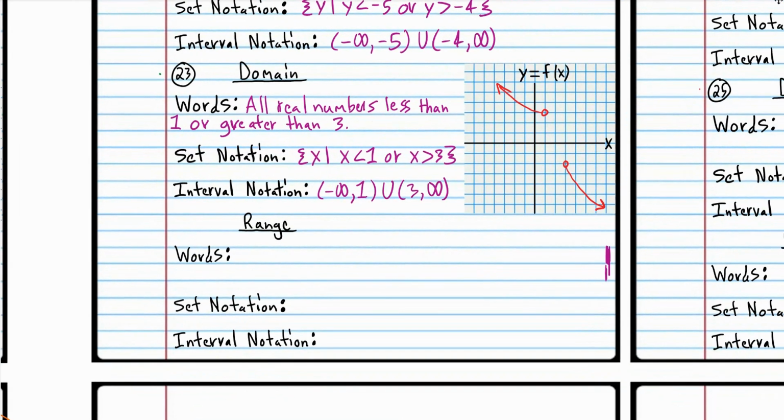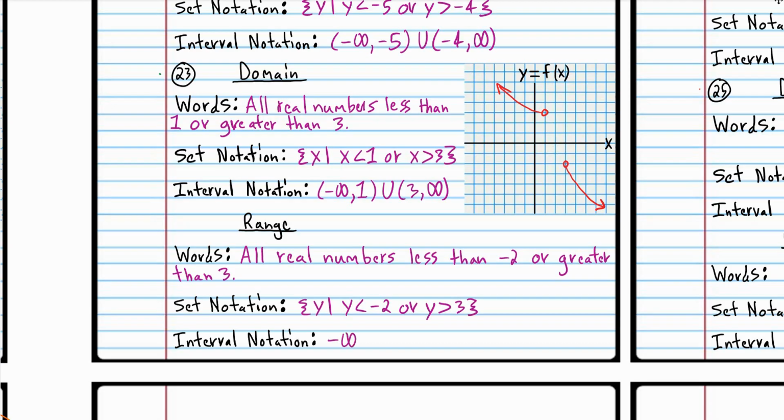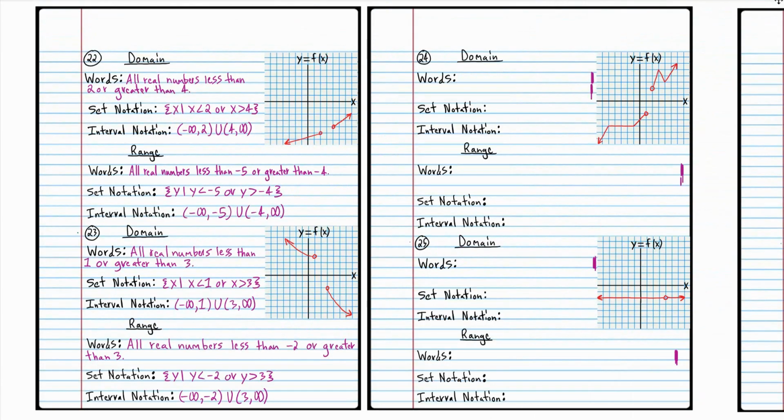So the range is all real numbers less than negative 2 or greater than 3. The range is a set of all y values such that y is less than negative 2 or y is greater than 3. In interval notation, we say negative infinity, comma negative 2, parenthesis, union symbol, parenthesis, 3, comma, infinity. Okay, go ahead and try 24, and when you come back, we'll do it together.